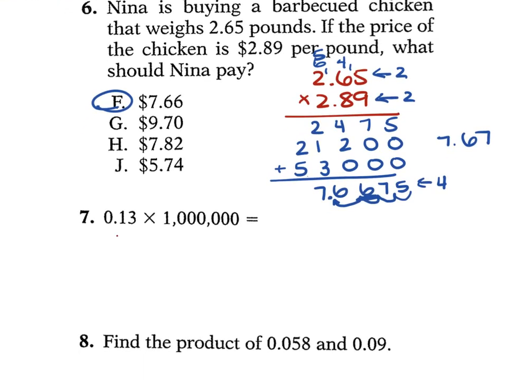For 7, we have 0.13 times 1 million. You have 1, 2, 3, 4, 5, 6 zeros. So you're going to take this decimal point and move it to the right 6 times. So that's 1, 2, 3, 4, 5, 6. This is giving you 130,000.